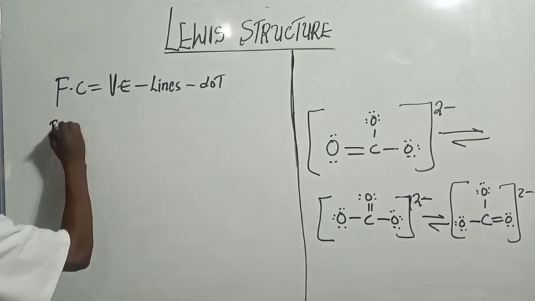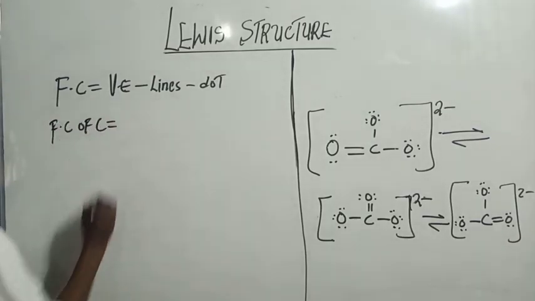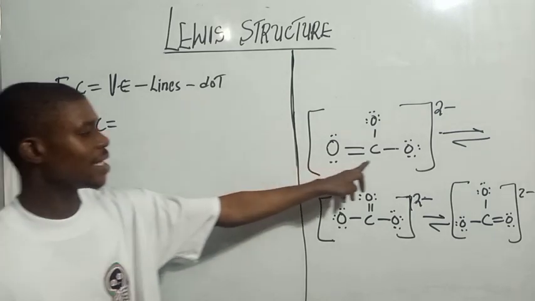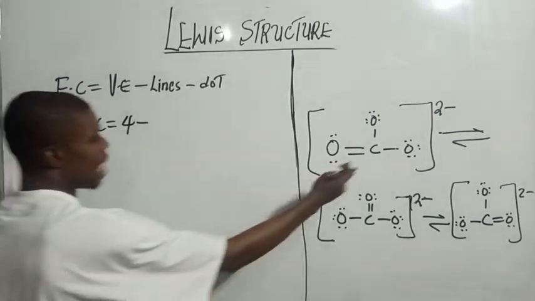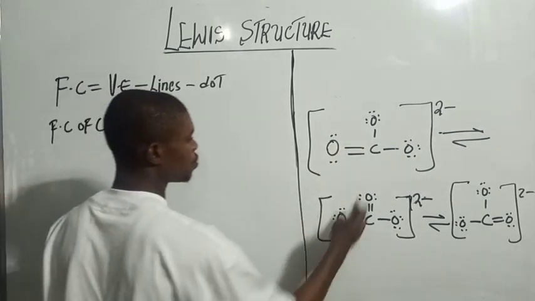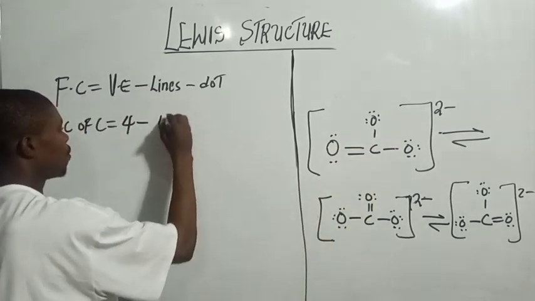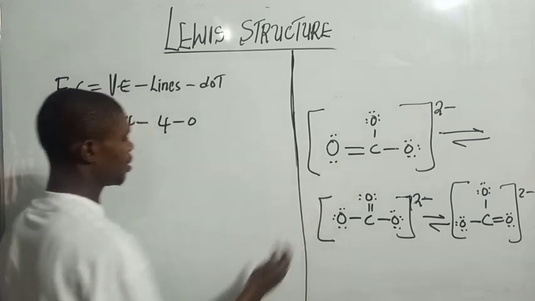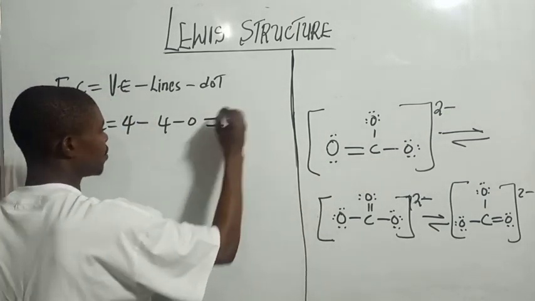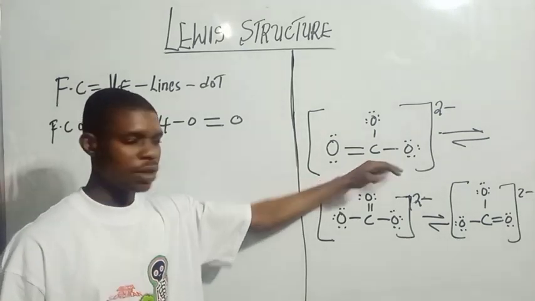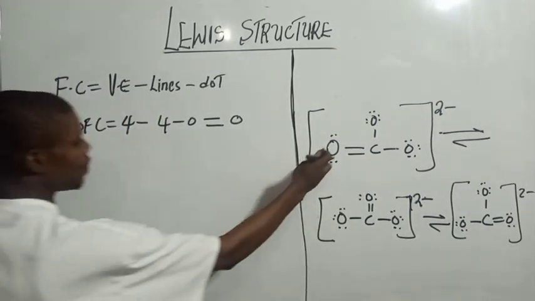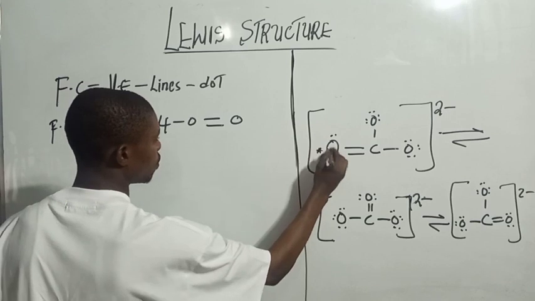So let's calculate the formal charge for this carbon first. Formal charge of carbon, right? Remember, the valence electron of carbon is 4. 4 minus, how many lines are you seeing there? How many bonds? 1, 2, 3, 4. 4 minus 0, because there's no dot here, right? You're going to give me 0. So the formal charge of carbon in this compound is 0. You understand?